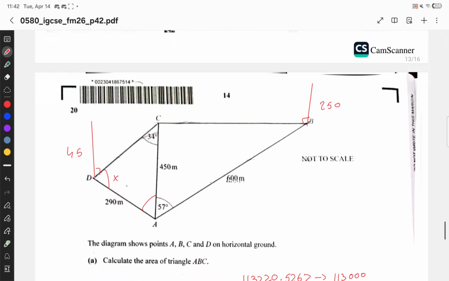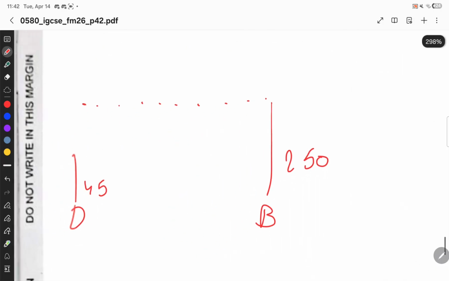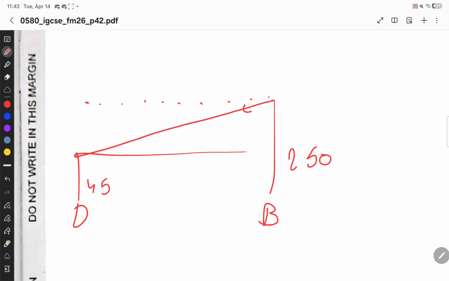Calculate the angle of depression of the top of the mast at point D from the top of the mast at point B. Okay, so it is asking us for this angle. This angle is the same as this angle right here, so we can use this fact to find the upper angle that I made over here, because of corresponding and vertically opposite angles.